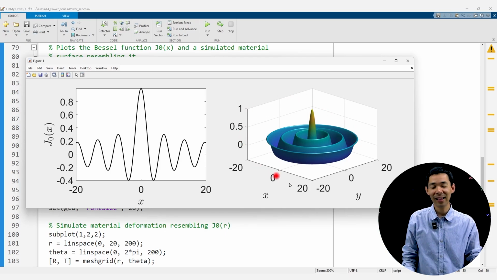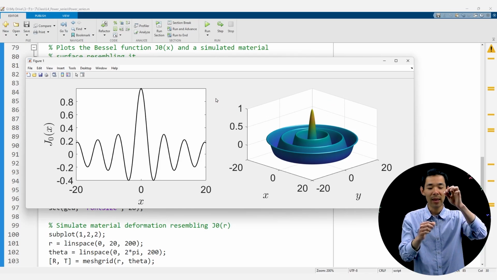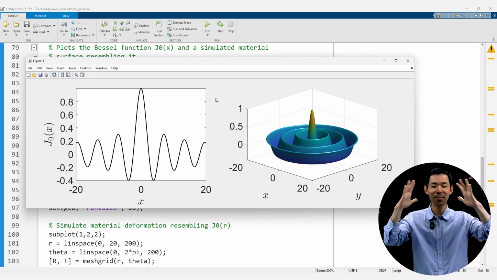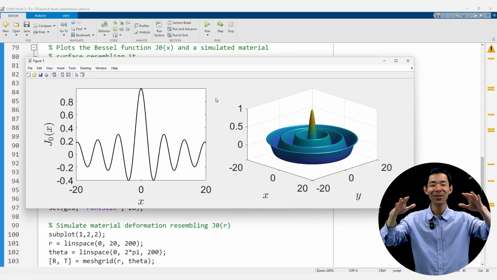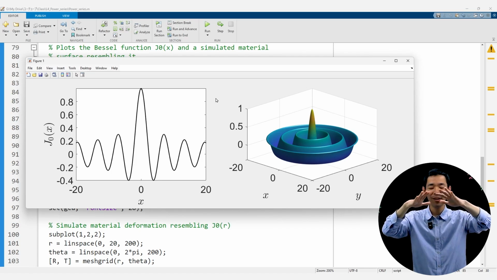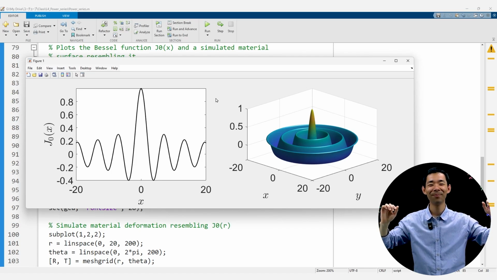So I like to kind of think of this image of the Bessel's function as being like a calm Zen pond. I close my eyes and I think of a very calm pond or lake, drop a pebble, and just look at the ripples fall away.